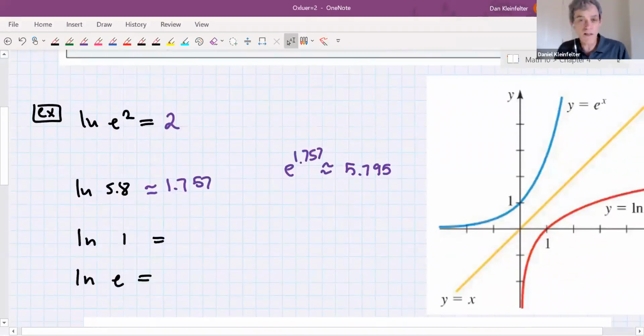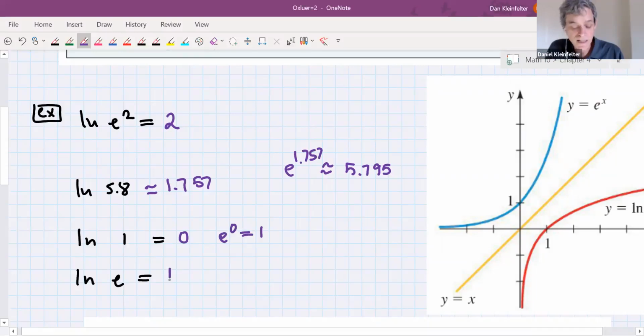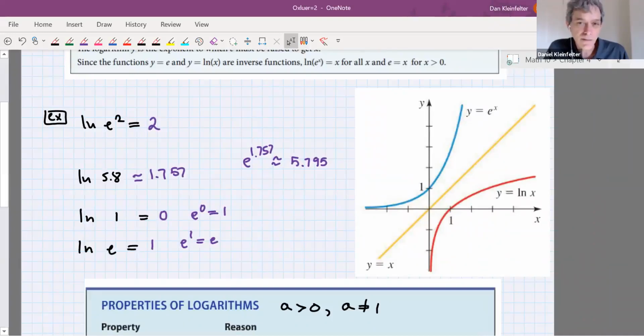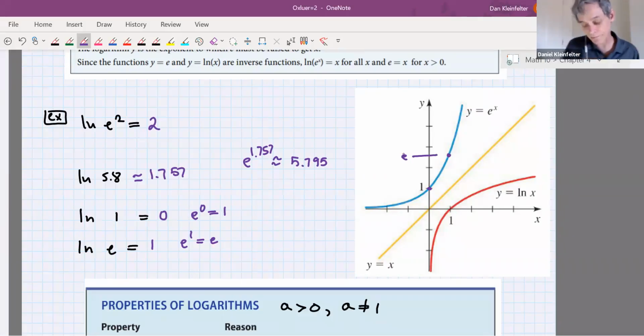Okay, the natural logarithm of 1 is going to equal 0 because e raised to the 0 power is equal to 1. The natural logarithm of e is going to equal 1 because e to the first power is equal to e. So there's a couple of properties of that natural logarithm. Because e is bigger than 1, it's going to have an increasing graph, as shown in the picture here to your right. It passes through the points (1, 0) and (e, 1). So right there is going to be e. Same domain, all positive real numbers, same range, all real numbers.